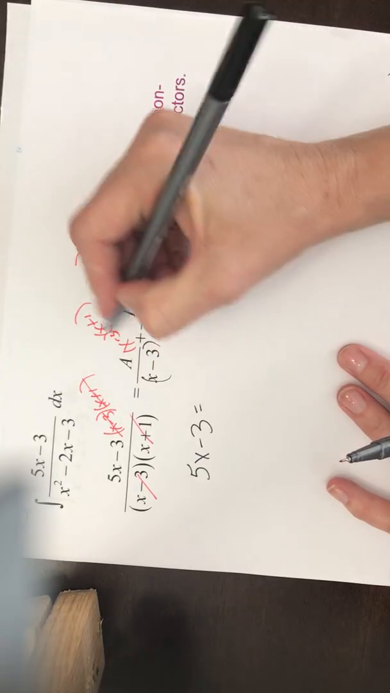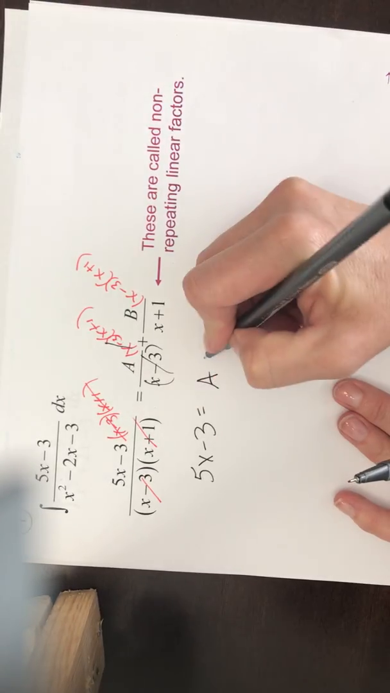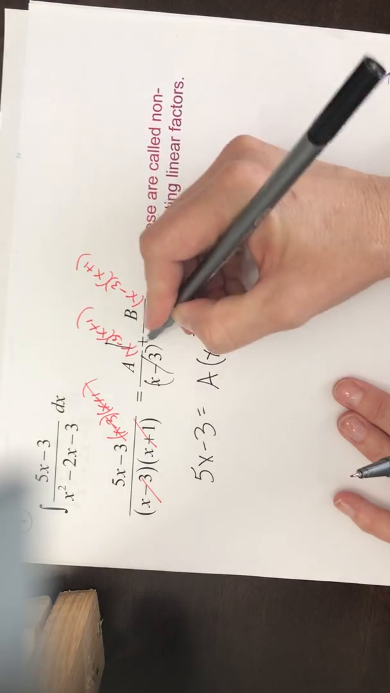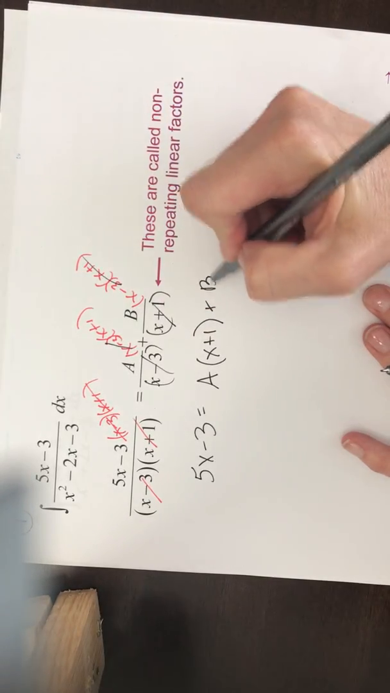Here, on this term, the x minus 3's cancel. Now I've got a times x plus 1. And don't distribute the a. You'll see in a minute. Plus, here the x plus 1's cancel, and you get b times x minus 3.